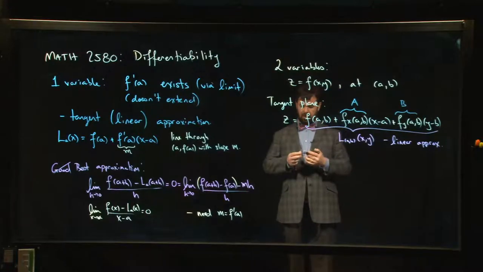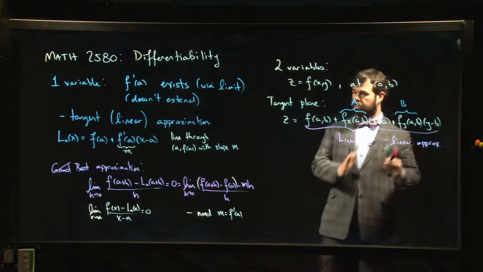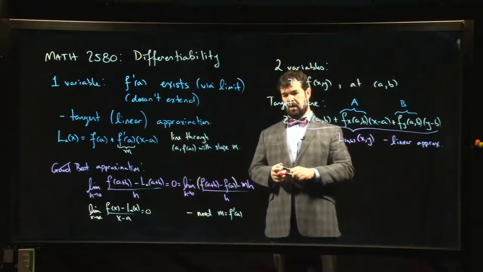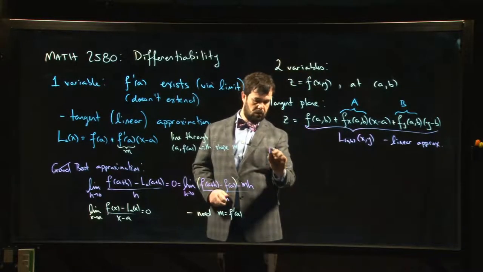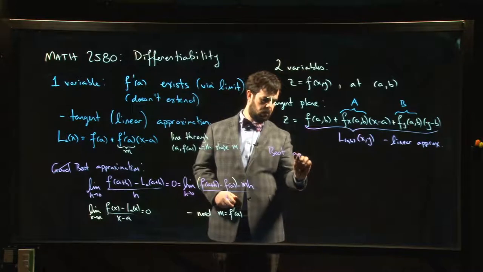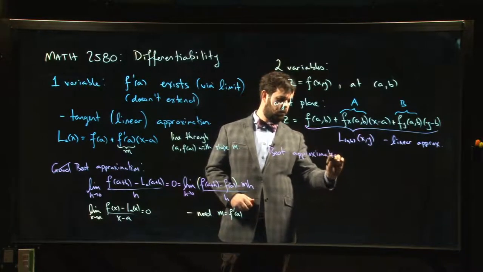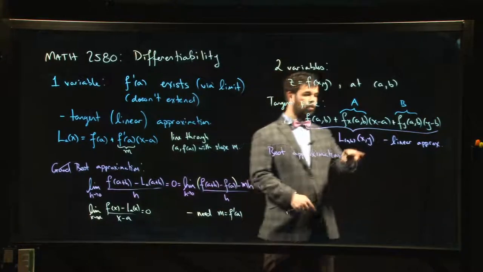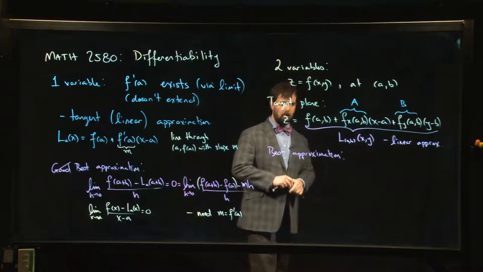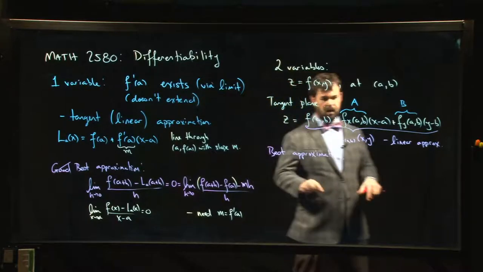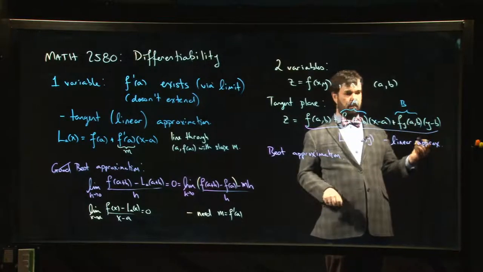And you say, I want this to be a good approximation. I want it to be the best possible linear approximation for my function. And we ask what that means. Saying it's a best approximation should mean that the difference between this linear function and the original function should go to zero. And again, notice that if I just did the difference, that's going to go to zero for any choice of values for A and B, okay?